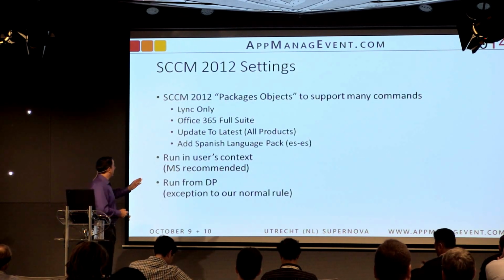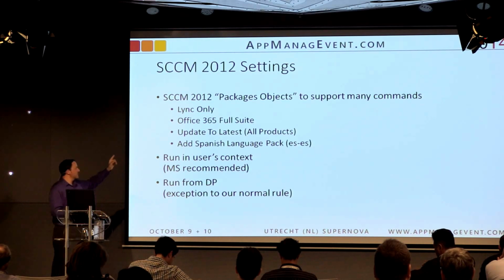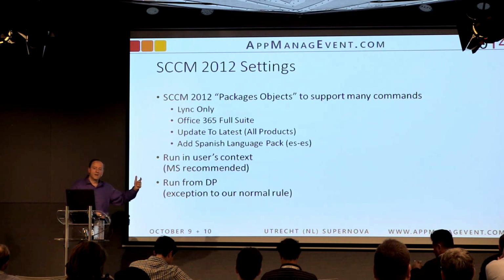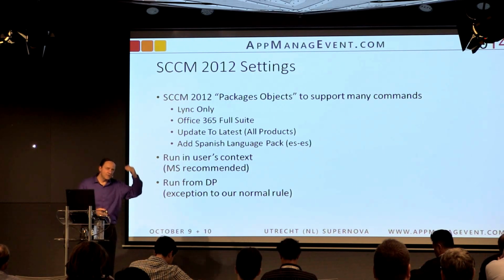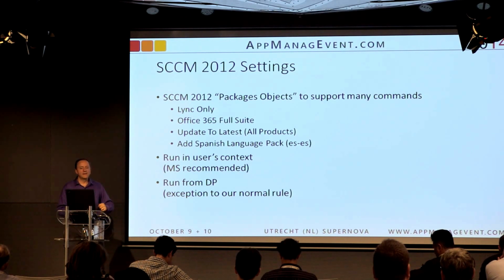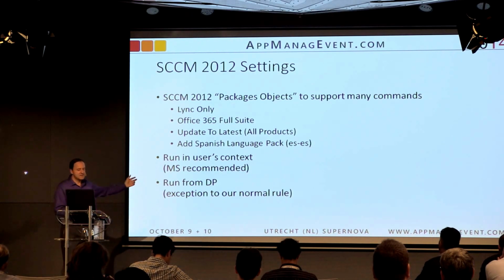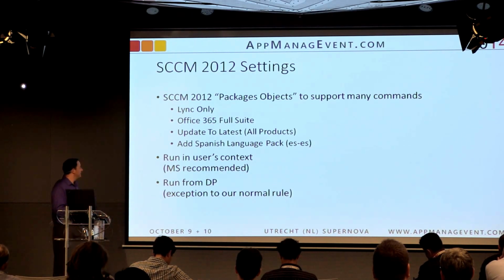We use SCCM package objects. It makes it so we can have lots of command lines. We have one for every language pack, one for Lync only, one for update to latest products. So that flexibility has been a big plus for us. We also want people to be able to reinstall and forcibly reinstall Office if that's what we tell it to do in the SCCM command line. So we don't use package objects, or I'm sorry, application objects. We run in user's context, and we run from the DP.